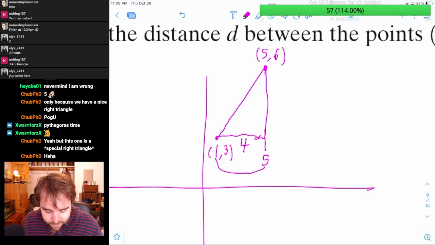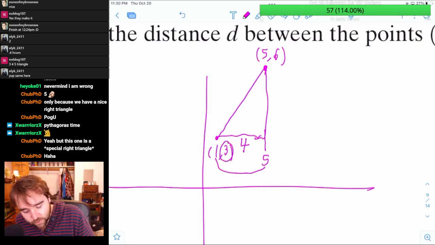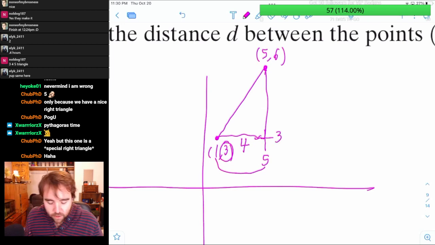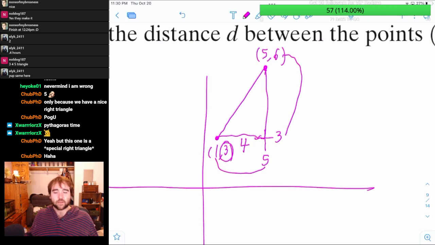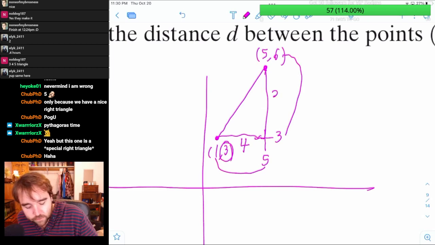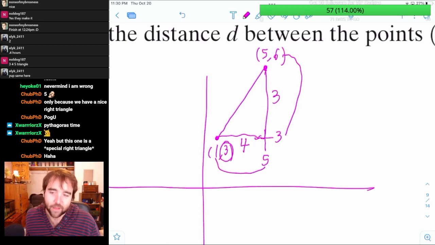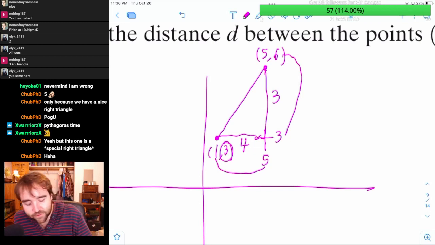And then, what is this y distance? Well, this height here at this point is 3, which means the height at that point is also 3. So if we're going from 3 up to 6, what's that distance? That's 6 minus 3, and so that's 3. And this is what Chubb PhD was really saying. We have a nice right triangle. It's a 3, 4, 5 triangle.